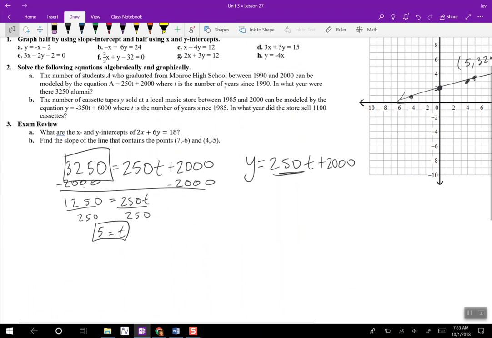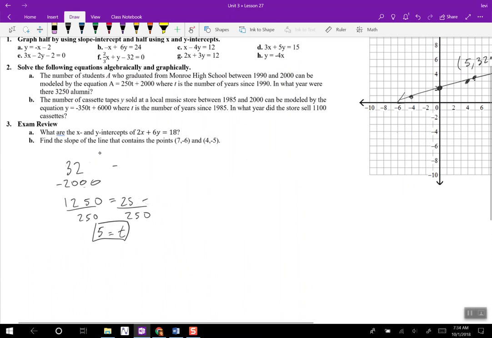B, the number of cassette tapes Y sold at a local music store between 1985 and 2000 can be modeled by the equation Y equals negative 350t plus 6,000, where t is the number of years since 1985. What year did the store sell 1,100 cassettes? So we can figure that out algebraically by substituting in a 1,100.